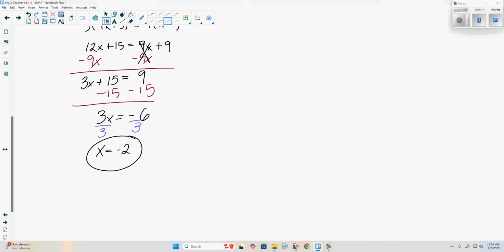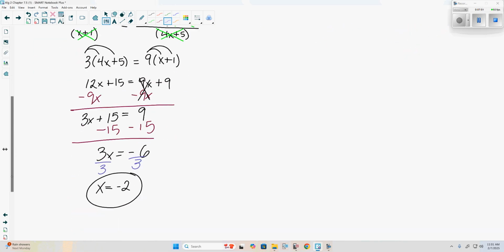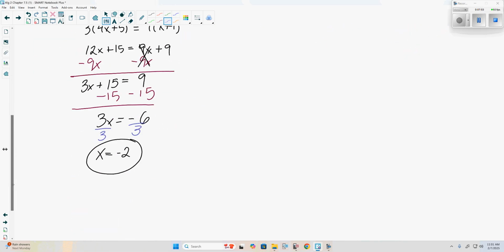Now, is that one of our restrictions? Because our restrictions at the top were what? -1, 5/4. Yes. Nope, neither one of those, so that works. That means that is our solution.